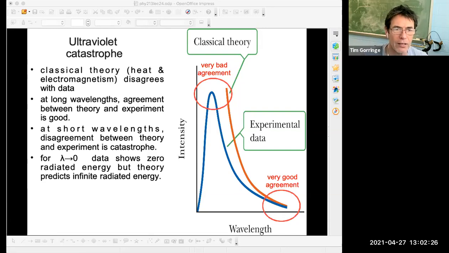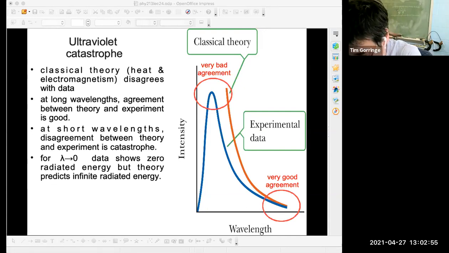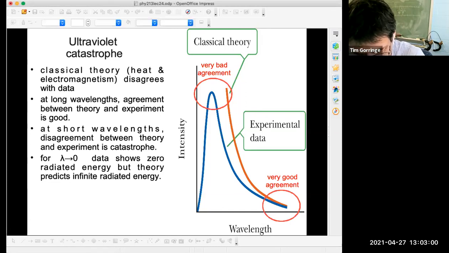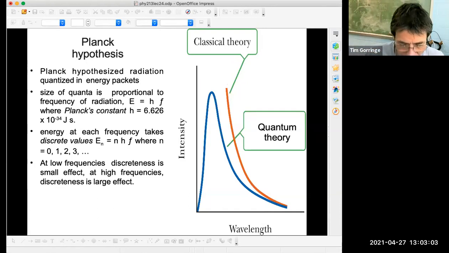And so this was called a catastrophe, the ultraviolet catastrophe, because it's at the ultraviolet end of the spectrum. It's an ultraviolet catastrophe because the theory is predicting that an infinite amount of energy is radiated at ultraviolet wavelengths. And the data is showing that zero energy is radiated as you go towards zero wavelength. So that was a big mess. That was a big problem. That was a big catastrophe.